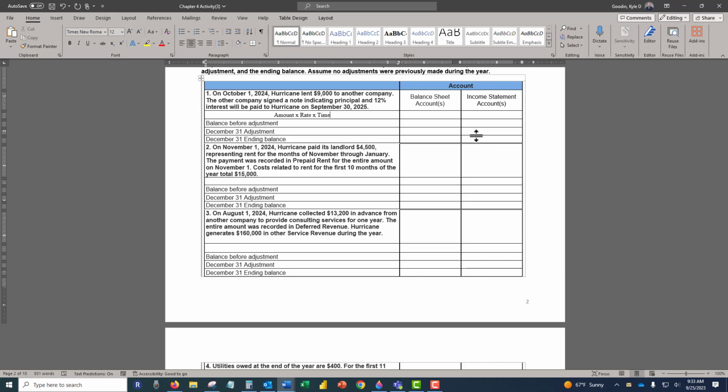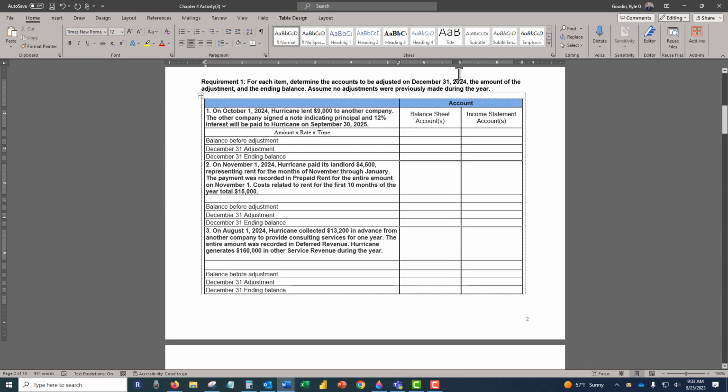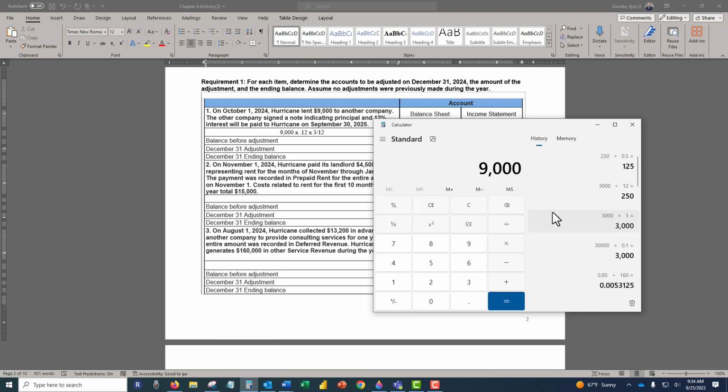Now, we have to pay attention to a couple of different things. The first thing you want to look at is your date. When did we get this? Well, we got it on October 1st. So if we are making adjustments on December 31st, we've had it for 3 months: October, November, and December. So our time becomes 3 over 12, right? What is our rate? Well, our rate's 12%. And how much did we borrow? What was the principal amount? $9,000. So this is where we come up with the amount that we're going to adjust. Here it's 9,000 times 0.12 times 3 divided by 12, which is $270.